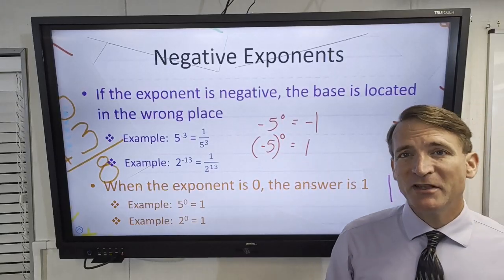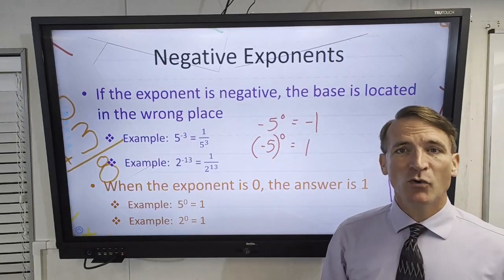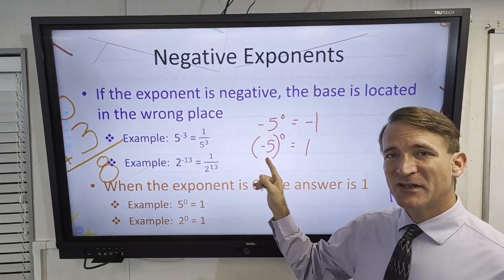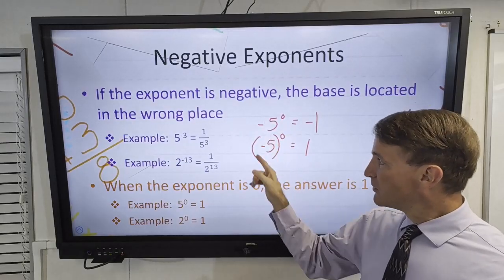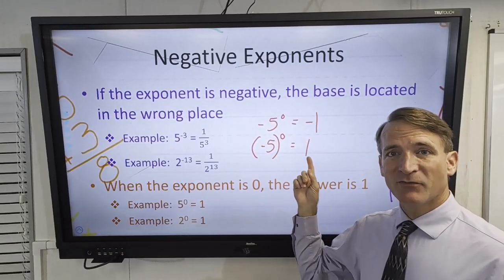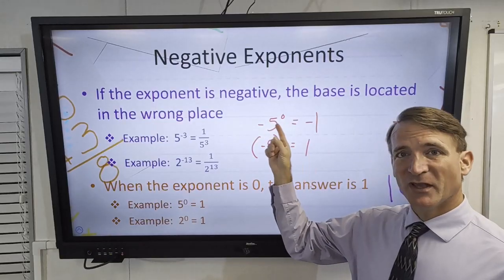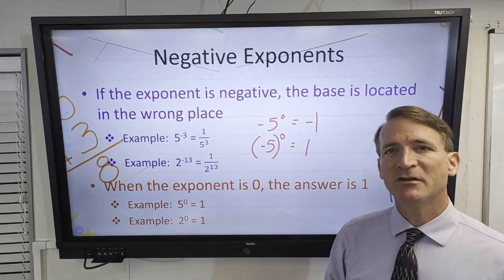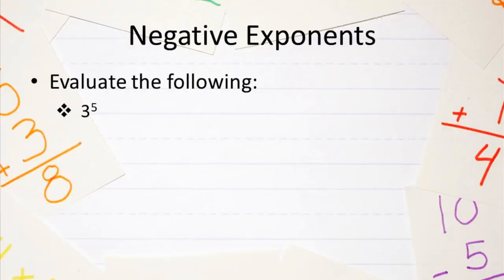So you do want to be careful as you're looking at questions that have a 0 exponent. Where is that negative sign? If it is included with the exponent, then the answer is going to be a positive 1. If it's not included with the exponent, then your answer is going to be negative if it's preceded by a negative sign. Let's try to evaluate some of the following. Take a moment and do 3 to the 5th power.